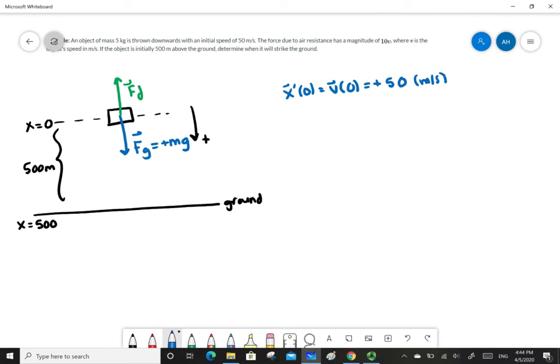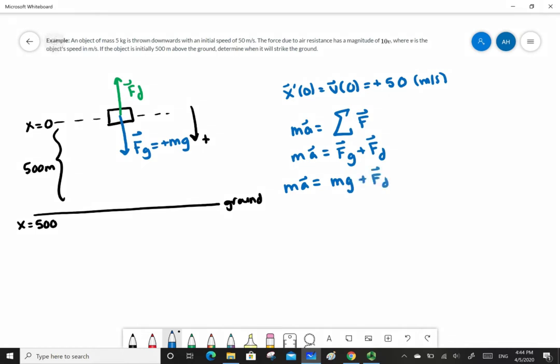Now here's the tricky part. I need to write an equation that says the sum of the forces acting on the object is the mass times the acceleration, which I typically write as ma equals the sum of the forces. In this problem, ma equals the force due to gravity plus the force due to air resistance. We know that Fg is mg, so we just need an expression for F sub d.